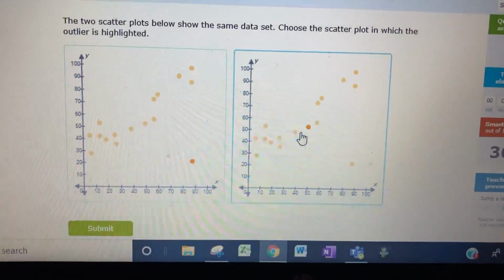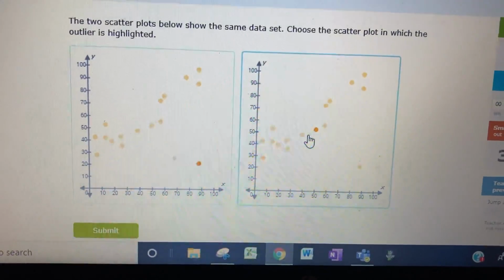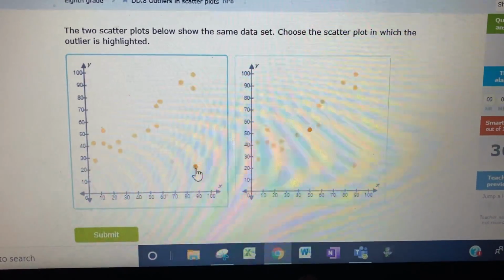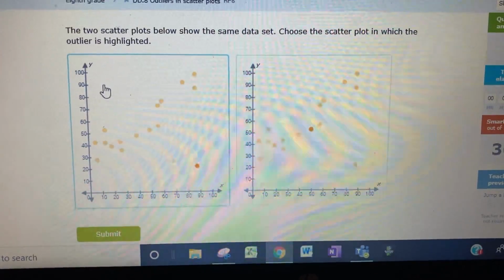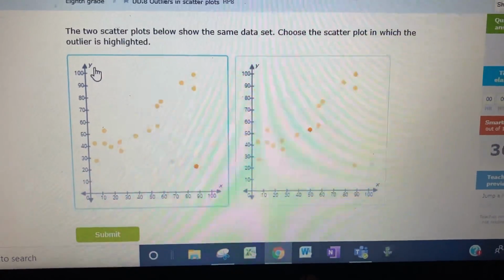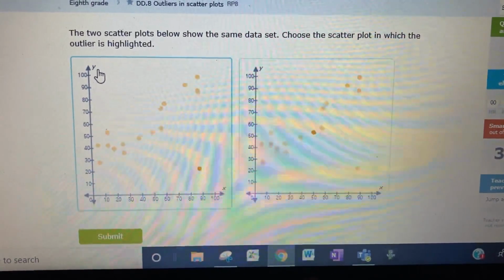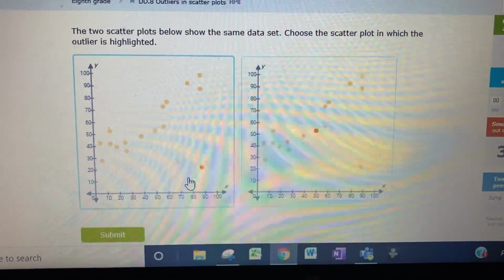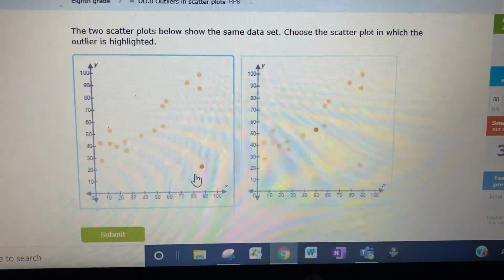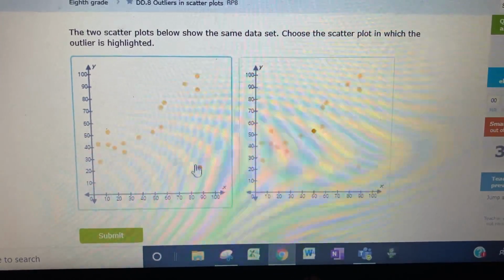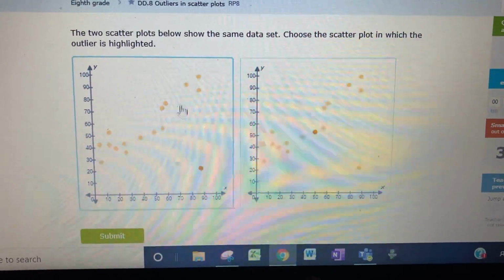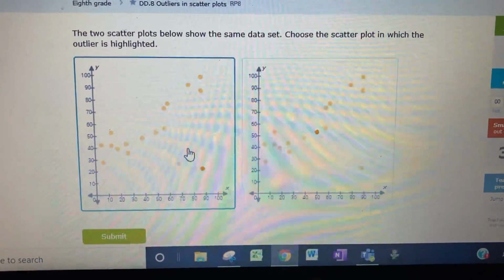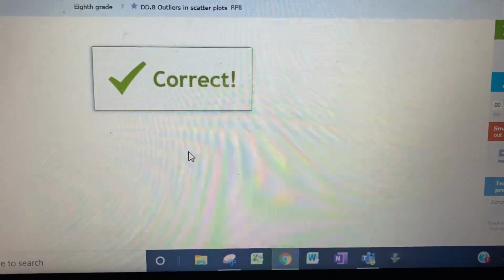Just so you're clear, there can be more than one outlier. It's not very common, but for instance, if I had a dot here and a dot all the way over here, those would both be outliers. Even if there was another one right here, even though they're together, these two could both be outliers, because everything else is right here in this section. So this is the one with the highlighted outlier.